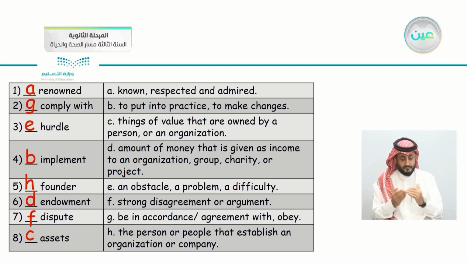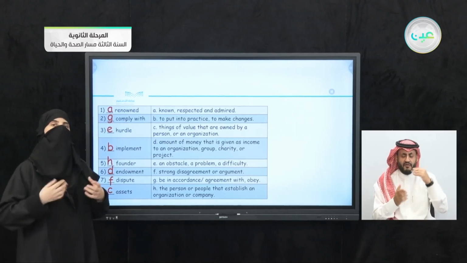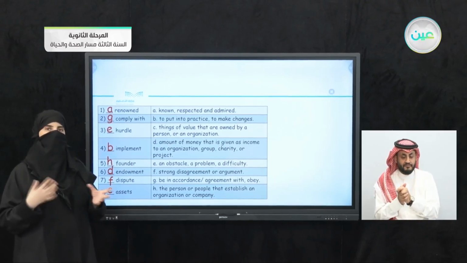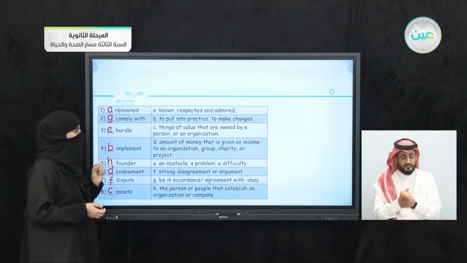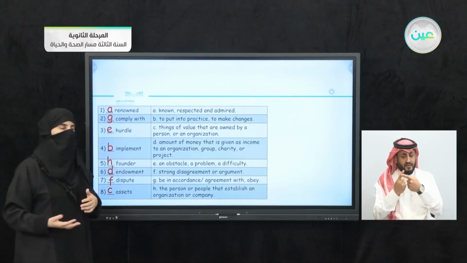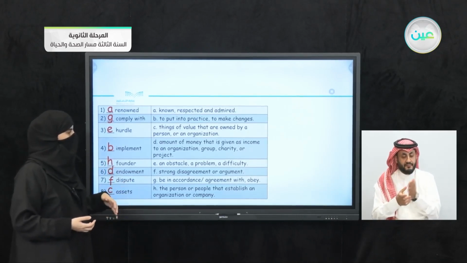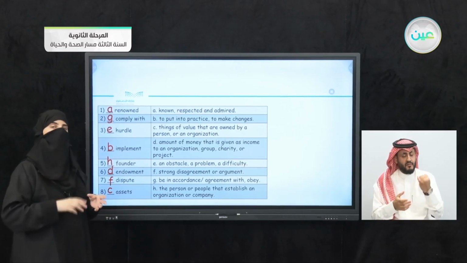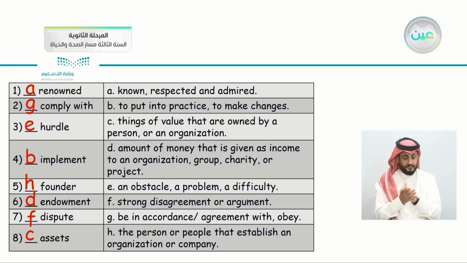We have number 4, implement. Now implement is B, to put into practice or to make changes. Here you can imagine that you have a kind of plan that is implemented. You can connect your words and vocabulary together. After that we have the word founder. We did mention it, and we said someone who starts an organization or a group. It is going to be H, which is a person or people that establish an organization or group.